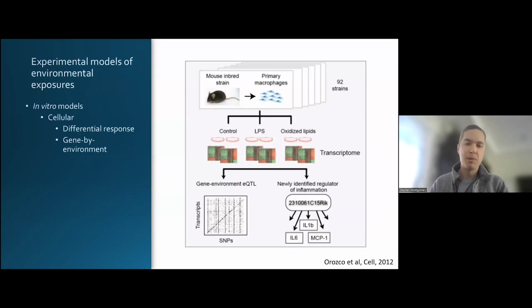So just to give you one example of where these types of studies have benefited, these are early studies that have considered primary macrophages, which have been cultured across a range of different strains, but can also be exposed to a range of different environmental perturbations, whether it's LPS or oxidized lipids in this case. And through these types of assays, you actually get genetic information, you get that controlled perturbation, but you can leverage the genetic variability in these models to actually look for gene by environment effects and how they might ultimately relate to differences in immune response.